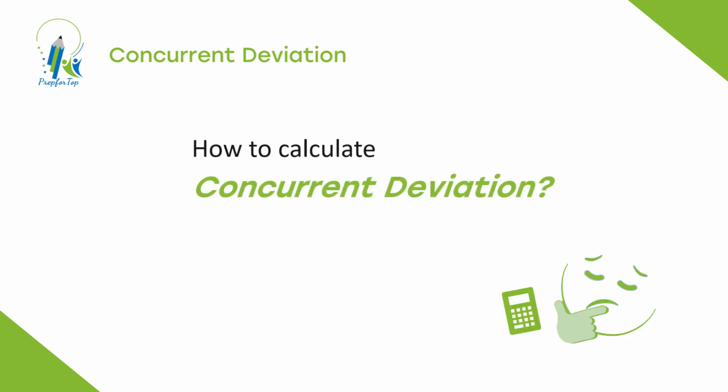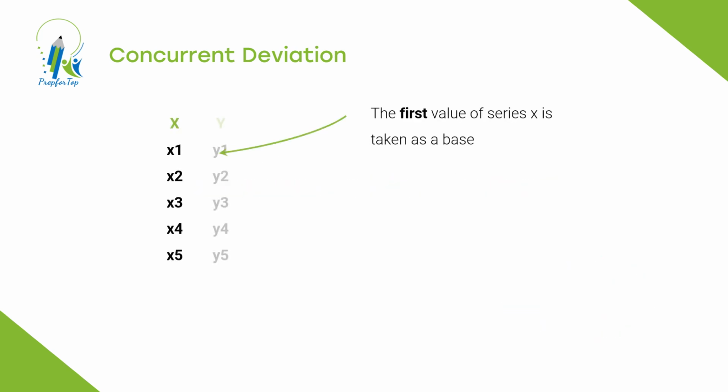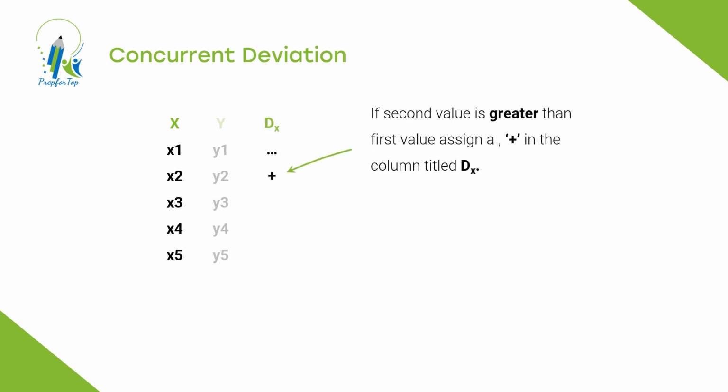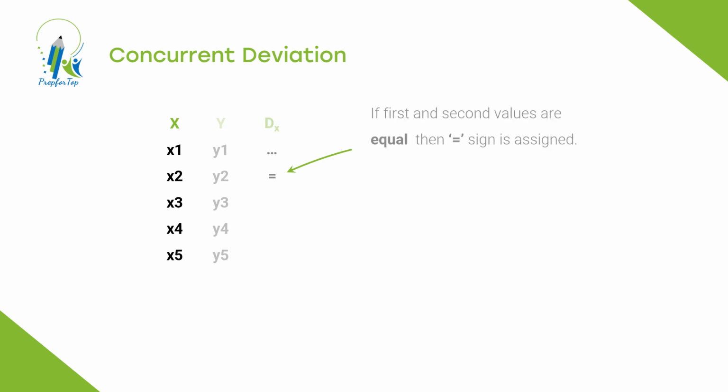How to calculate concurrent deviation? The first value of series X is taken as a base and is compared with the next value, the second value of series X. If the second value is greater than the first value, assign a plus in the column titled dx. If the second value is less, assign a minus in the column dx. If the first and second values are equal, then an equal sign is assigned.